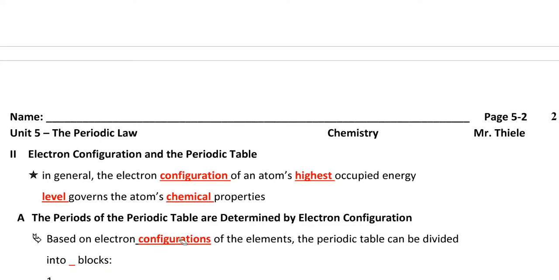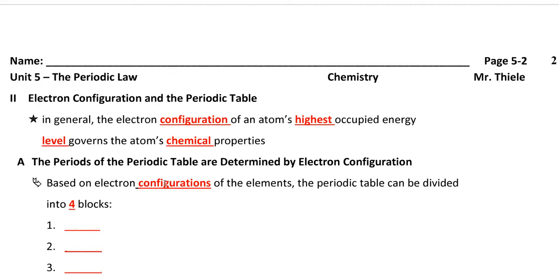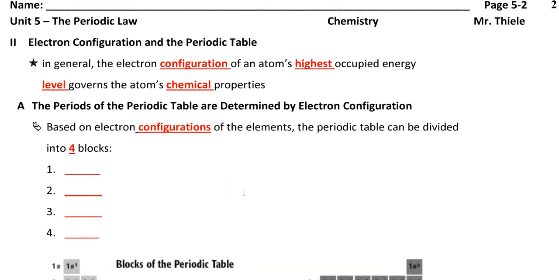So based on electron configurations of the elements, the periodic table can be divided into 4 blocks. If we look at electron configurations, which is what the last unit was all about, the periodic table actually mirrors electron configurations, and if you understand the way the periodic table is arranged, it helps you with electron configurations greatly. So there are 4 blocks. The first is the S block, the second is the P block, the third is the D block, and the fourth is the F block.